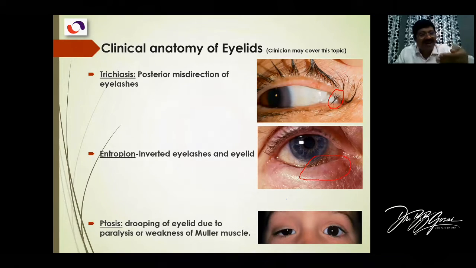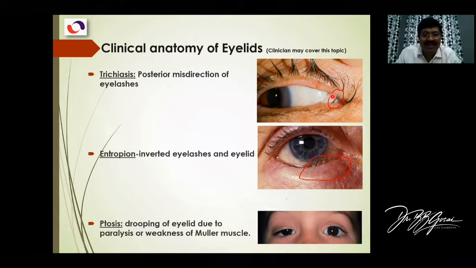the eyelids are inverted, eyelashes and eyelid both. Once the eyelid goes inwards, the eyelashes also move inwards and touch the cornea and the sclera and cause irritation. So the eyelashes are plucked. The eyelashes which are causing trouble should be removed. Here also it should be removed.